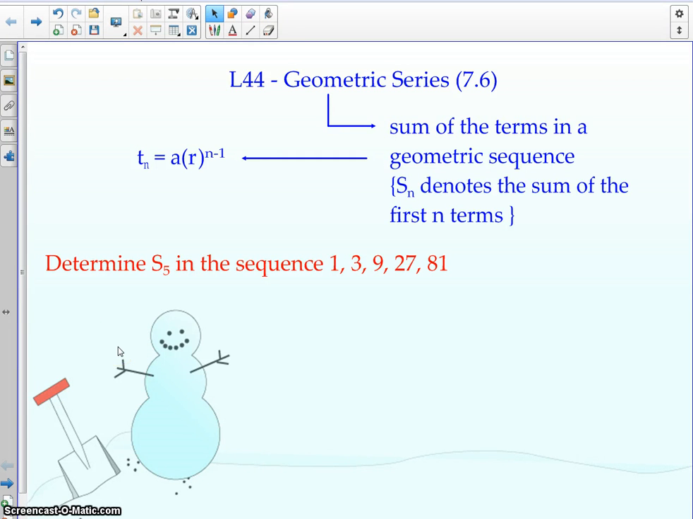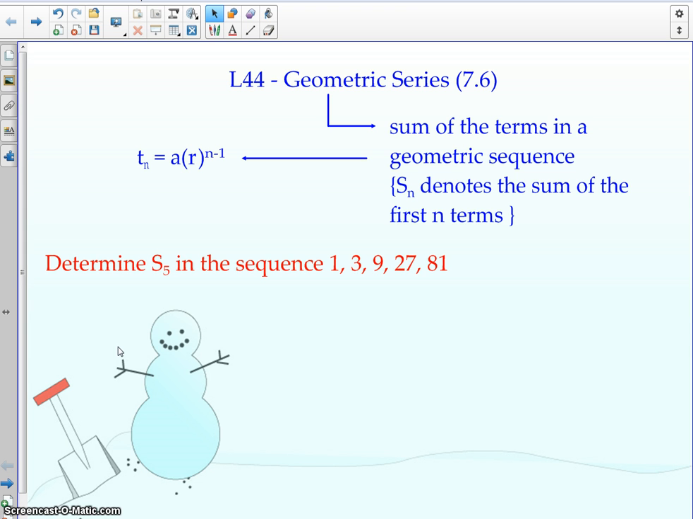Alright, so continuing on from last lesson, we first looked at the whole idea of a series, which was adding all the terms in a particular sequence. We're going to now look at geometric series. So just like arithmetic series, where that was the sum of the terms in an arithmetic sequence, geometric series will just be the sum of the terms in a geometric sequence.